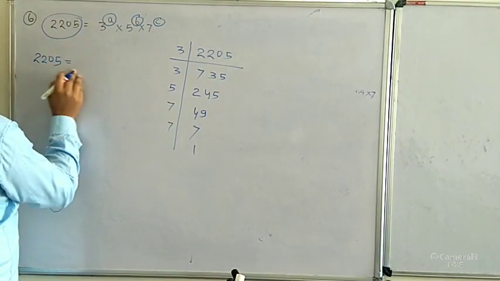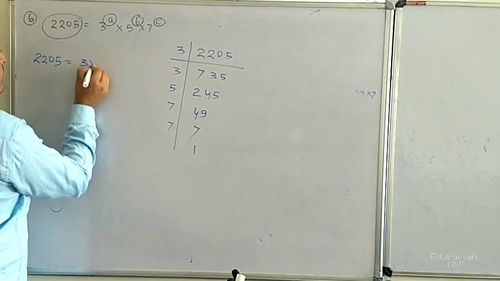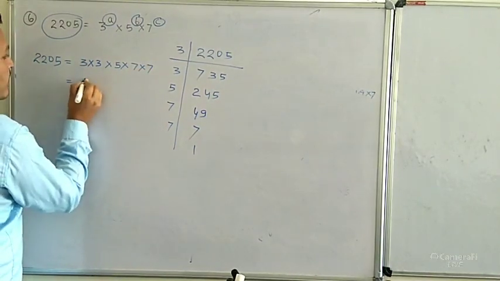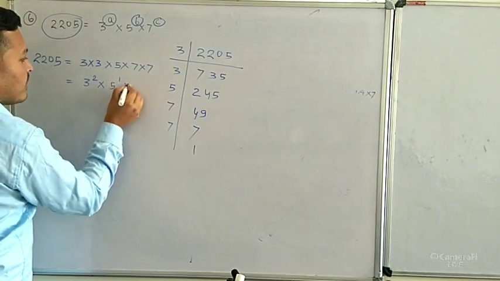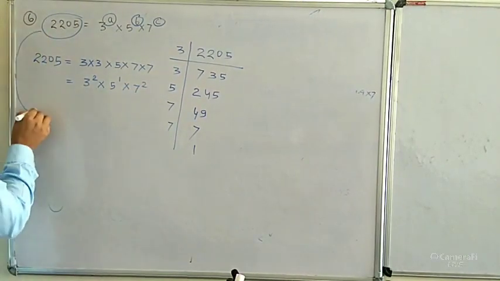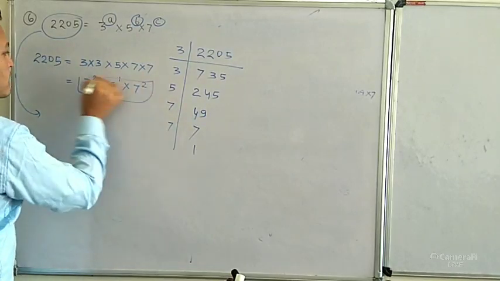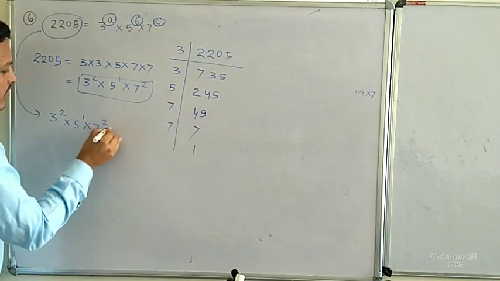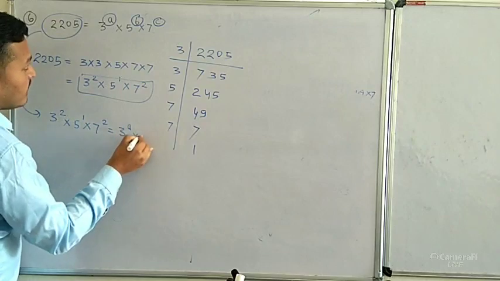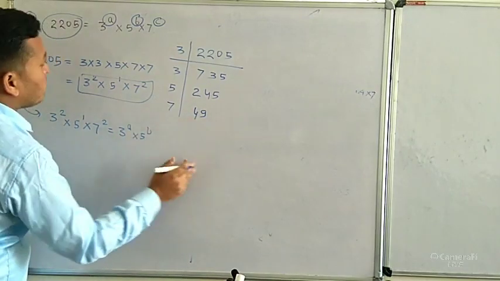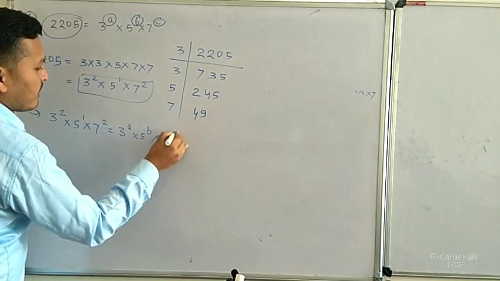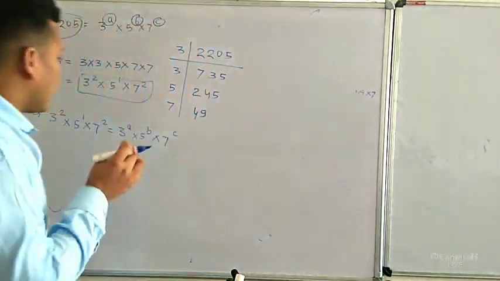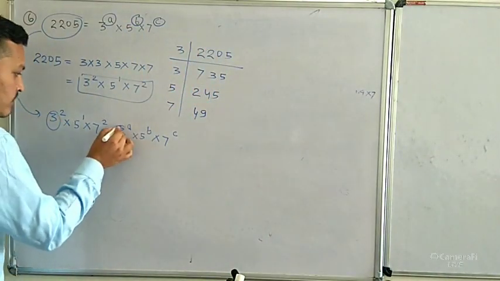So the factorization of 2205 by the method of factorization is 3 multiplied by 3 multiplied by 5 multiplied by 7 multiplied by 7. So we can write this as 3 square multiplied by 5 to the power 1 into 7 square. According to the question, 2205 in this exponential form is 3 square into 5 to the power 1 into 7 square, and the right hand side is 3 to the power a into 5 to the power b into 7 to the power c. So I am comparing left hand side and right hand side. On comparing, the same base means their powers will be equal.